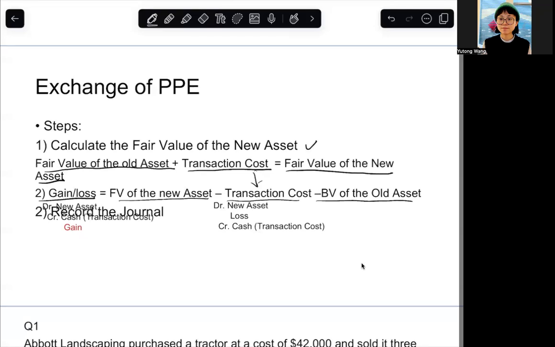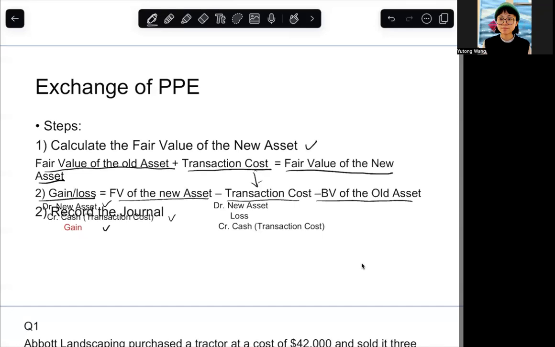Let's look at the journal entry. The new asset, debit: you get a new asset, you use a debit. And the cash you pay, you use the credit. And the gain, we just talked about it. We use the credit to record the gain.